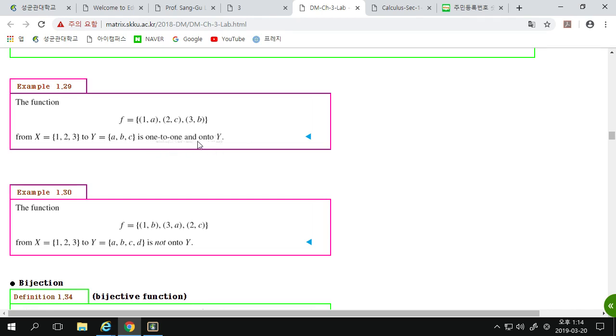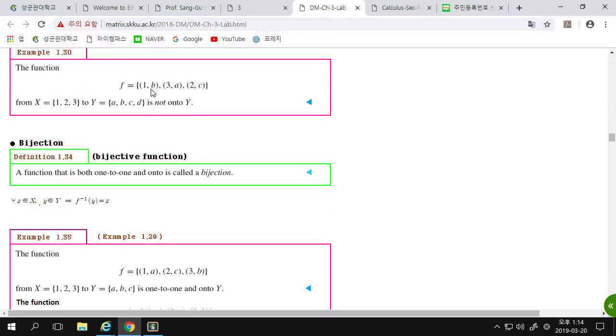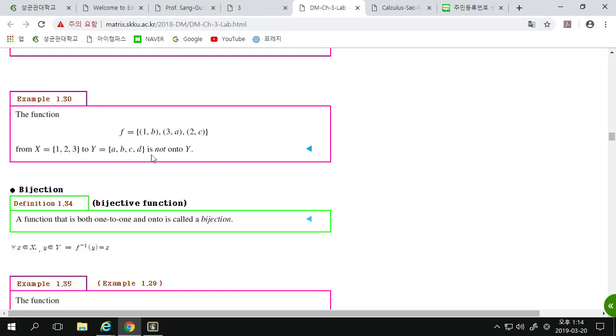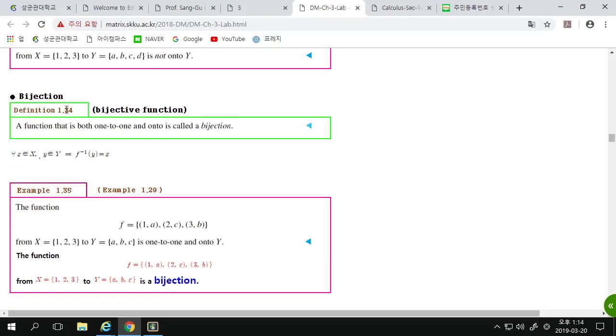So it is one-to-one and onto. But this other function is not onto because here D in the codomain does not have a preimage. It's one-to-one, but not onto.